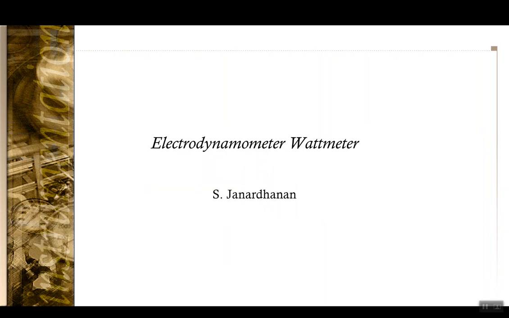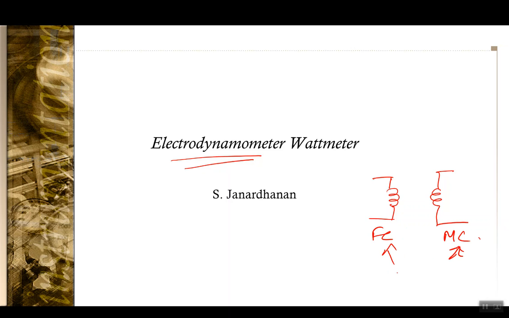Okay, so in the last lecture, we had seen the concept of an electrodynamometer type instrument. A brief recap. In an electrodynamometer instrument, you have two coils. One is the fixed coil, one is the moving coil. Both are being powered by currents. That is, both these currents are related to the quantity being measured, as opposed to the case of a moving coil instrument or a moving iron instrument, where only one of these two components is powered by the quantity being measured.